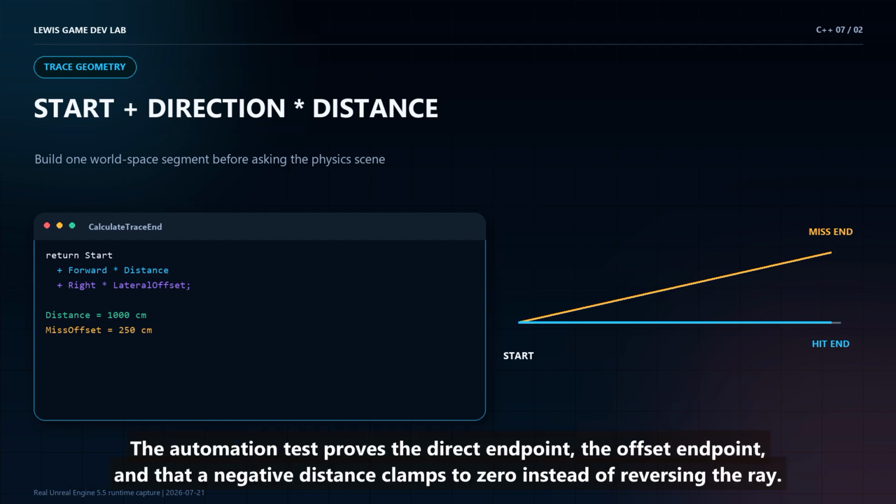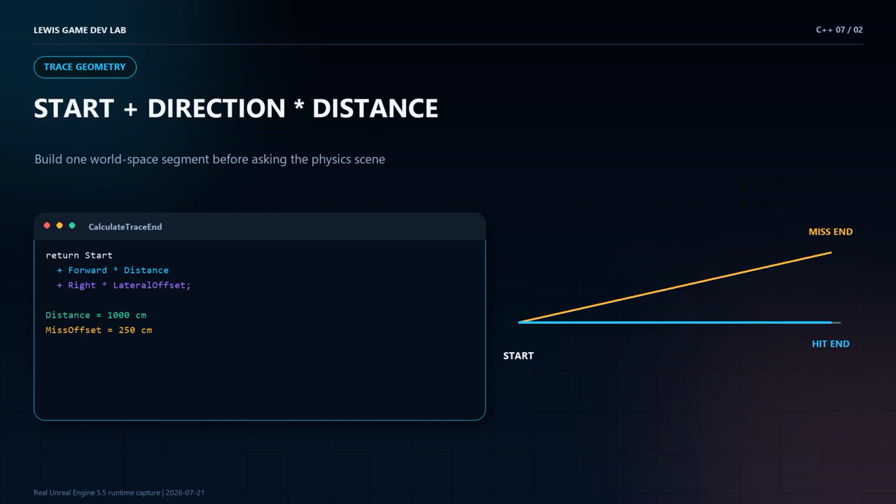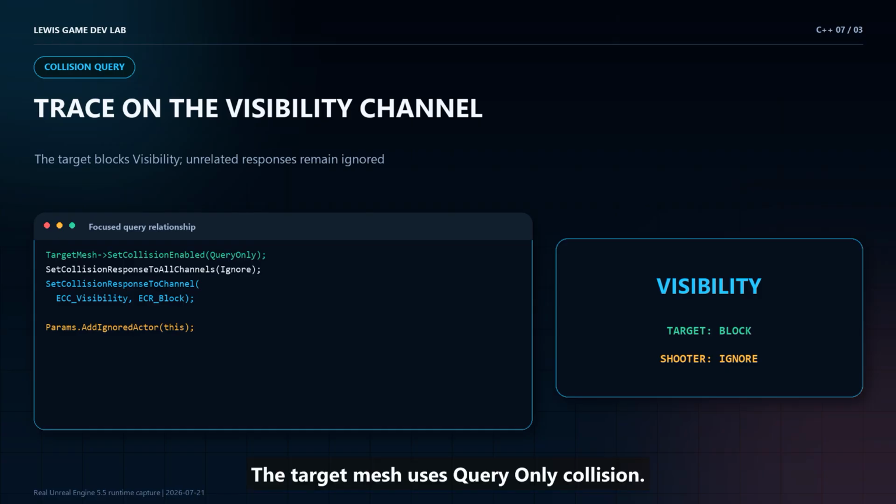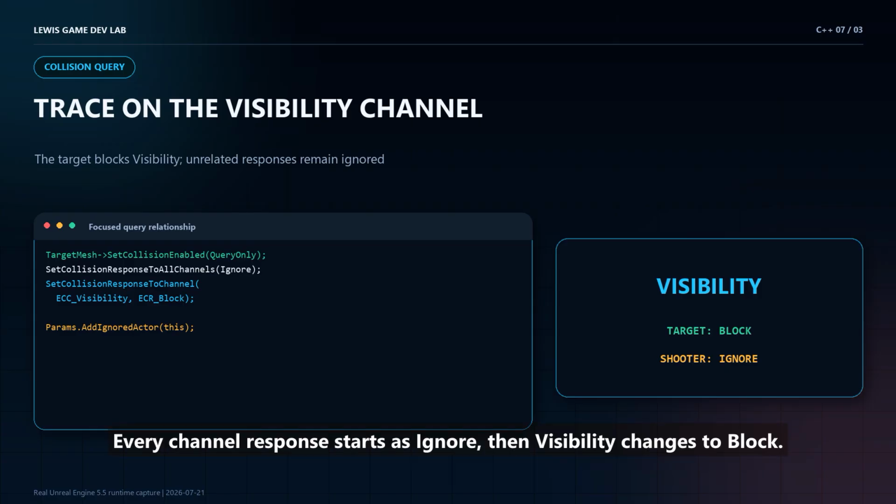The automation test proves the direct endpoint, the offset endpoint, and that a negative distance clamps to 0 instead of reversing the ray. The target mesh uses query-only collision. Every channel response starts as ignore, then visibility changes to block.